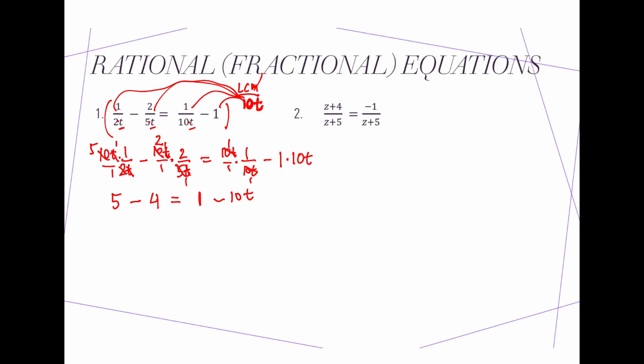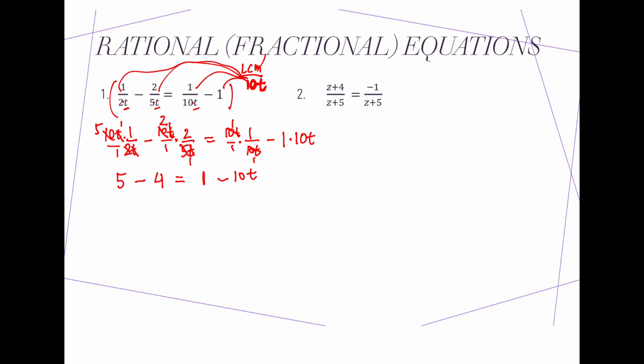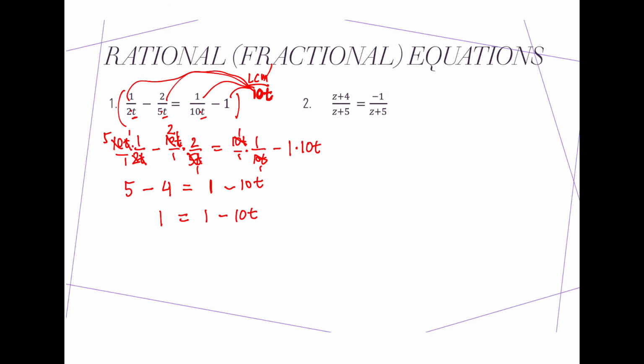If you haven't noticed, this has vastly simplified my equation. Over here, I have 5 minus 4, which is 1, equal to 1 minus 10t. And so solving this for t, you want to subtract 1 on both sides. That gives me 0 equals negative 10t. Divided by negative 10, we see that t has to be 0.